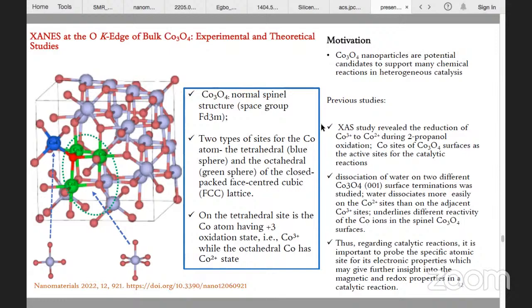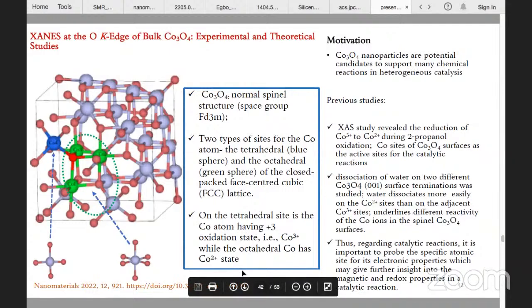So from previous experiments, they've used X-ray absorption to show that there's a reduction in the charge state of the cobalt when they do alcohol oxidation on the cobalt oxide surfaces. Again, this particular cobalt oxide has been used for water dissociation, to study dissociation of water on a cobalt oxide 001 surface. And again, they use X-ray absorption to identify the active site for the water dissociation. So X-ray absorption is quite useful for this kind of study.